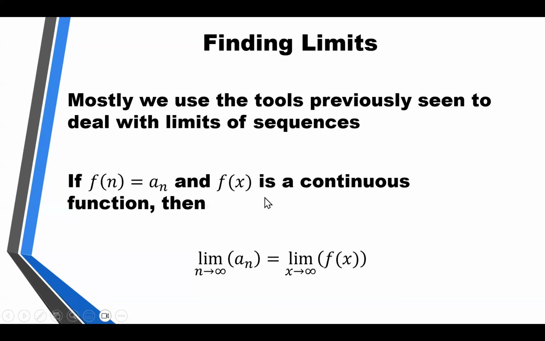So if we have a continuous function over the real numbers that is determining the terms in my sequence, then the limit of that function as x goes to infinity is going to be the same thing as the limit of the sequence. I think that's fairly obvious and intuitive.